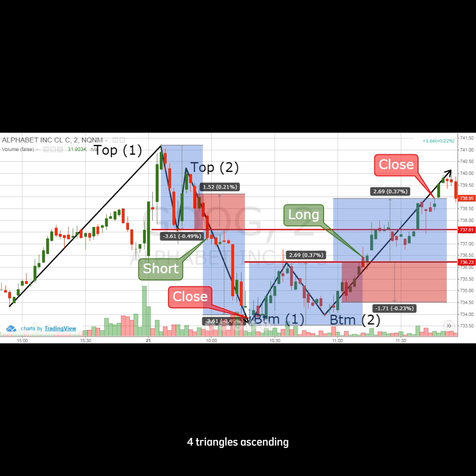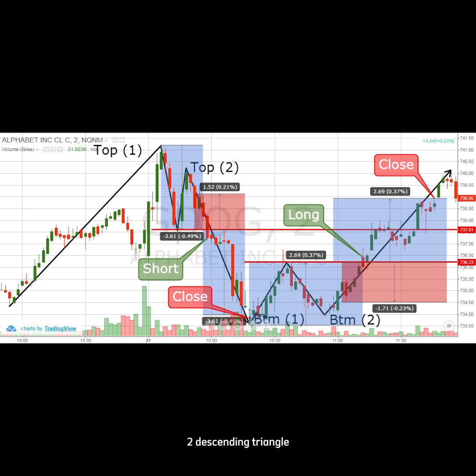4. Triangles. Ascending, descending, and symmetrical. Triangles are continuation or consolidation patterns that frequently occur in the market. There are 3 main types: ascending, descending, and symmetrical. 1. Ascending triangle, identified by a horizontal resistance line and a rising trendline underneath price action. As price bounces between these 2 lines, it creates higher lows but is capped by a similar high. When the price finally breaks above that horizontal resistance, often on higher volume, it signals a strong bullish continuation.